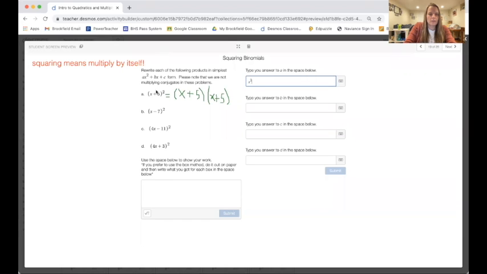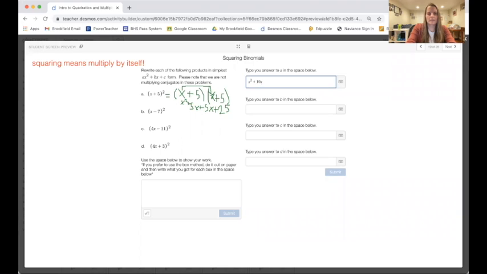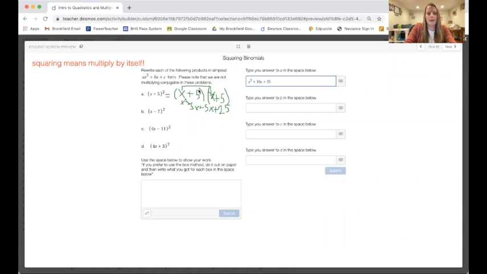Because if you just distributed, you would miss out on your middle terms if you tried to distribute the squared. So this is going to be x squared plus 5x plus 5x plus 25. Then if I combine like terms, I get plus 10x in the middle. So x squared plus 10x plus 25. And that's the strategy for all of these. So I'm just going to type the answers in.